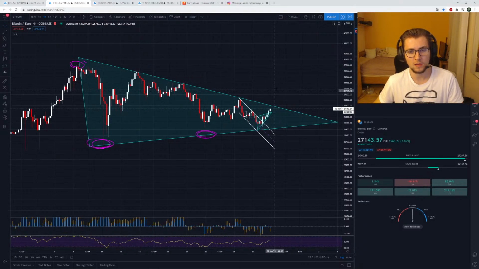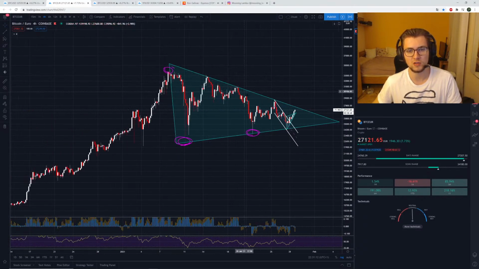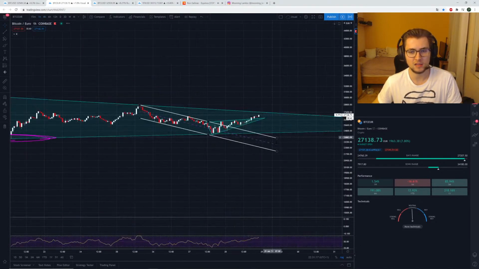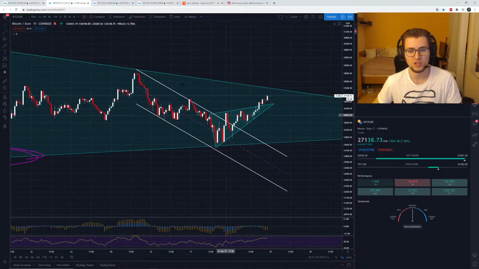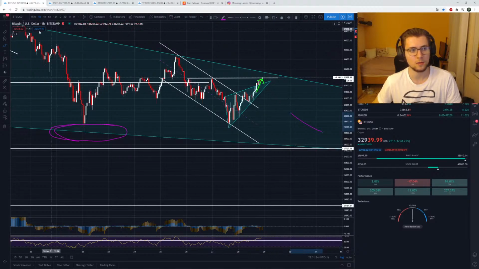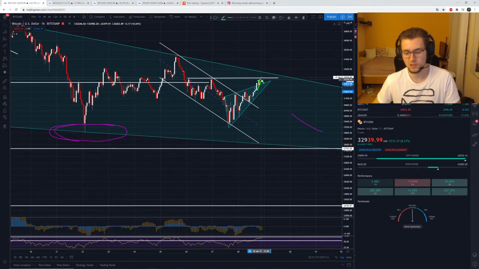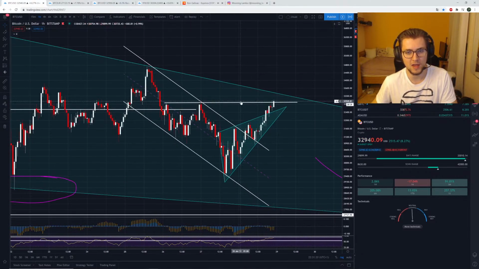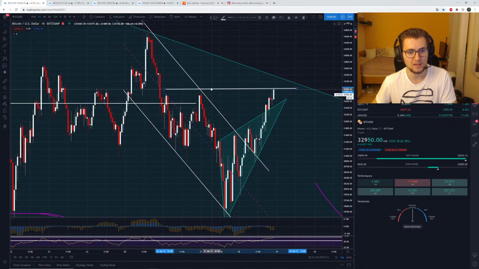Okay, so as I said, we are still in this wedging formation here on the Bitcoin Euro, and I'm currently looking at this falling wedge, which is playing out. I will take a look at it on the Bitcoin USD chart. Then you can see that we actually are breaking current resistance. We have resistance right at 32,950 about, but let's say 33,000, basically where we currently are at.